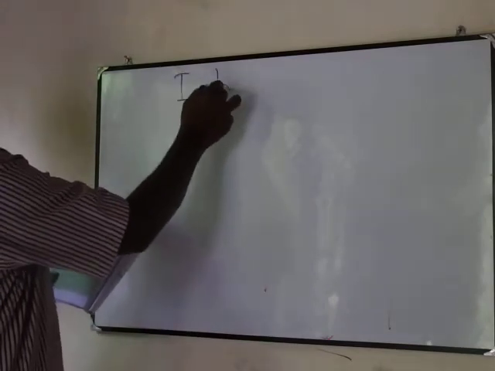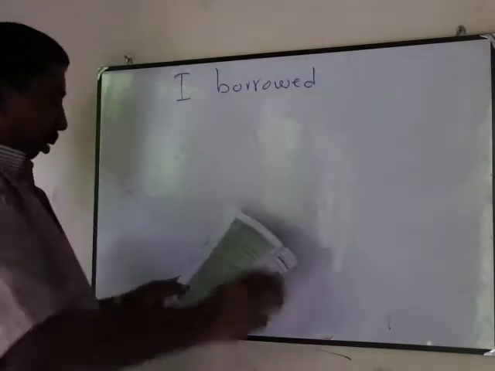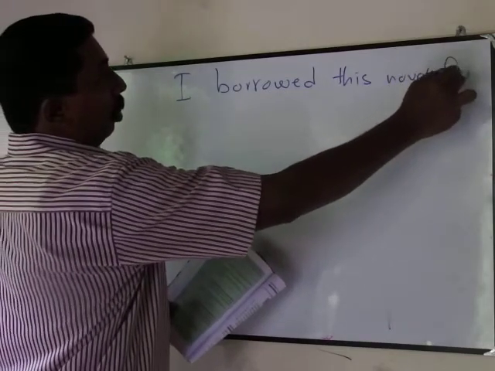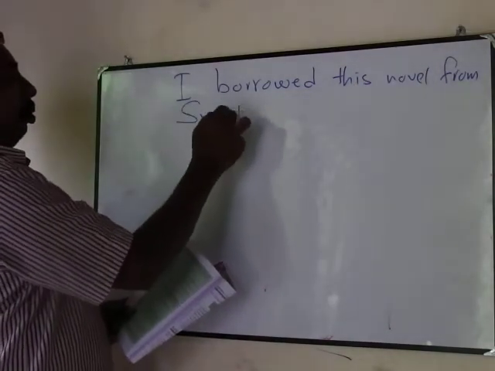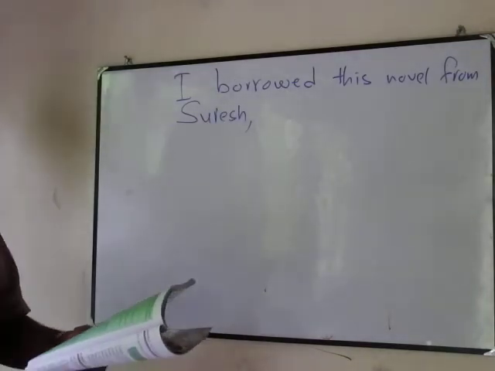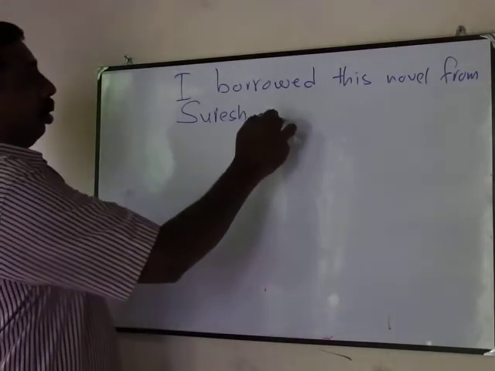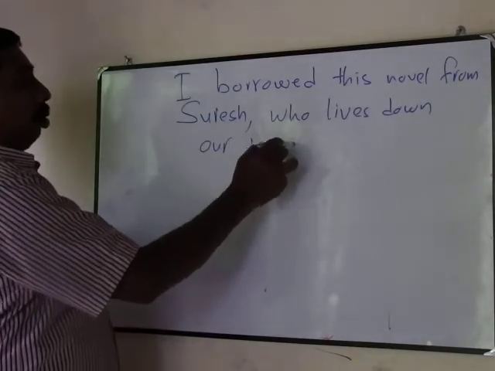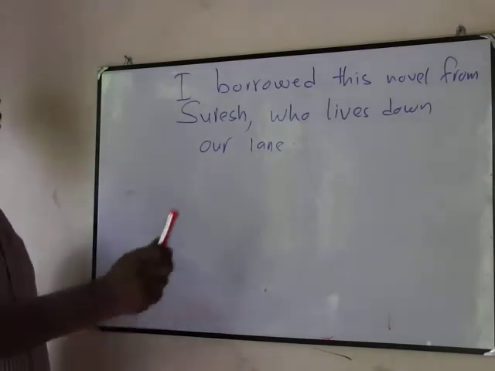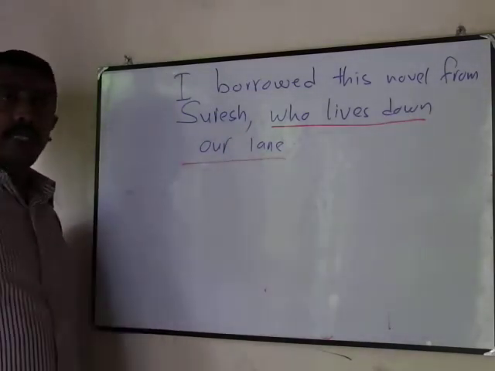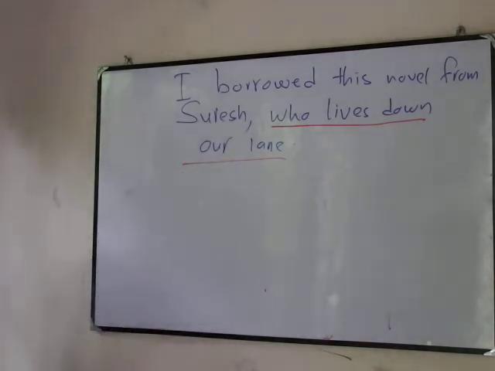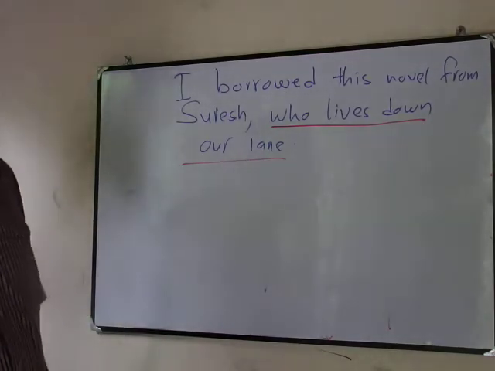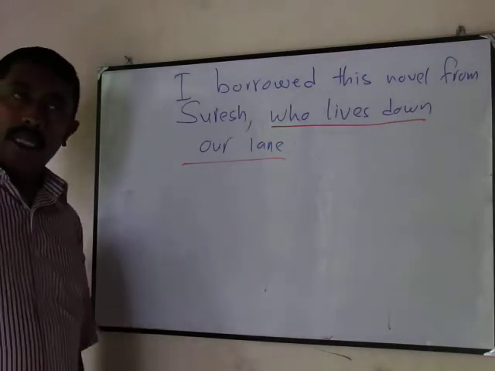Now there is another example. I borrowed this novel from Suresh, who lives down our lane. This relative clause, who lives down our lane, gives additional information about Suresh.